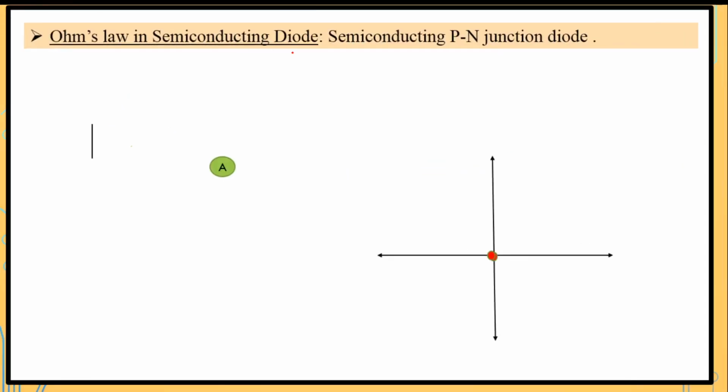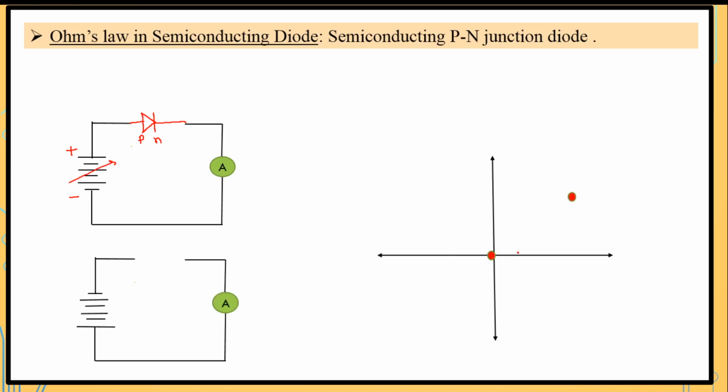Now Ohm's law in the semiconducting diode, that is the p-n junction diode. So in the p-n junction diode, this is the battery, this is the positive terminal, this is the negative terminal. So this is the p terminal, this is the n terminal. So this diode is connected in forward bias, and as we vary the voltage with respect to current, we measure it using an ammeter. So we will get the graph in a curve manner. So the slope is not constant, resistance is not constant because the slope is different for different points on this curve. So we can say that in forward bias the semiconducting diode does not obey Ohm's law.